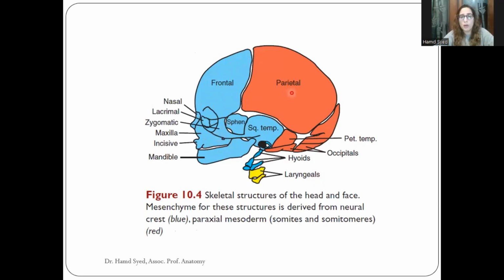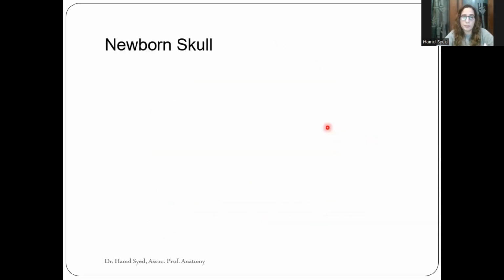And in the posterior part of this diagram, the bones which are represented in the orange color, that is the parietal, petrous part of temporal, and the occipital bone, these are the ones which are derived from the paraxial mesoderm, that is their tissue of origin. So this is an easy way to remember the embryological tissue which is going to form the bones of the membranous and the visceral cranium.